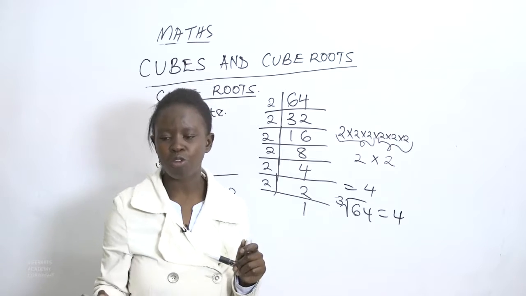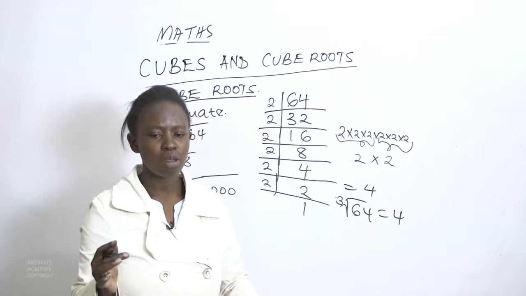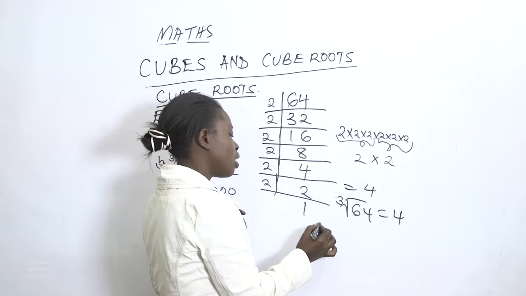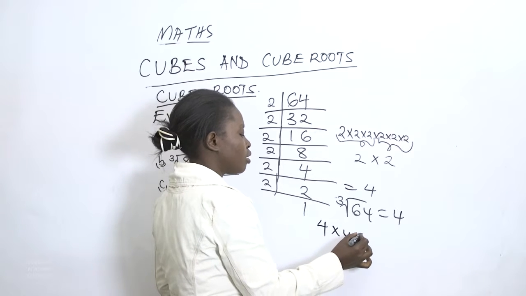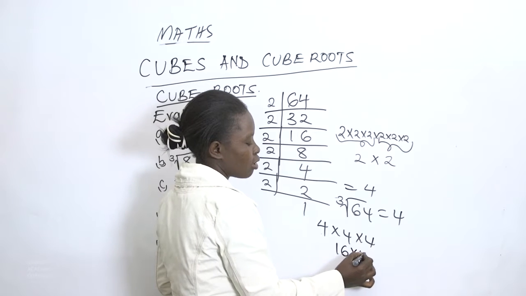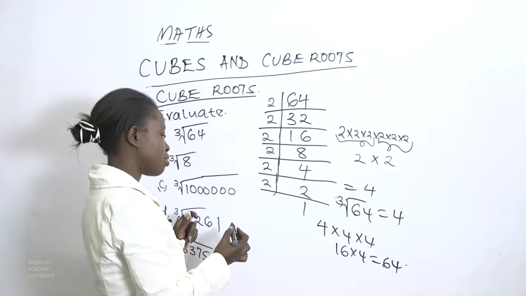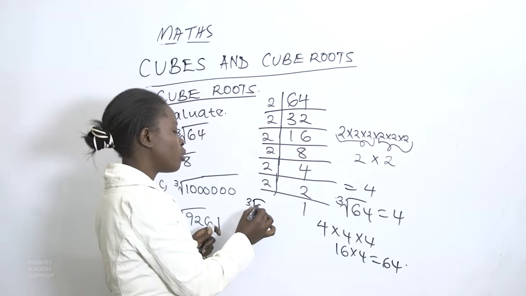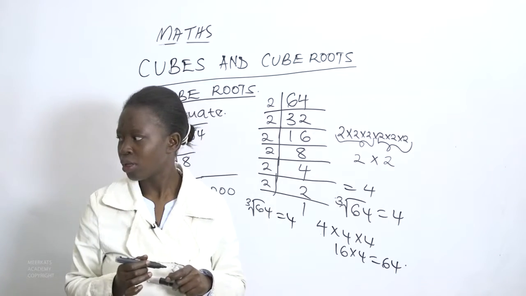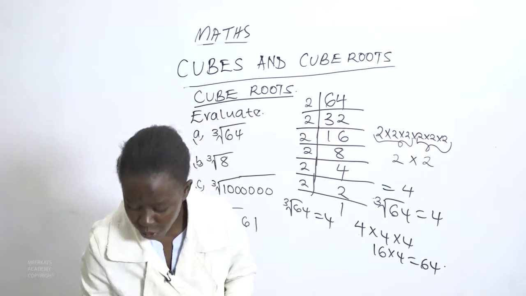Let us just prove to find out, is it true that if I repeat multiplying 4 repeatedly 3 times, I will get 64. So I'm having 4 times 4 times 4. 4 times 4 is 16. 16 times 4 is 64. So it then automatically means that the cube root of 64 is 4. So it is true that the cube root of 64 is 4.